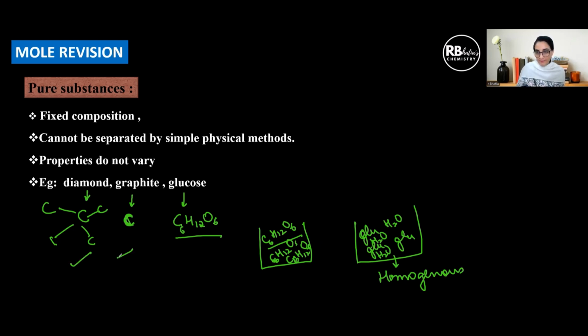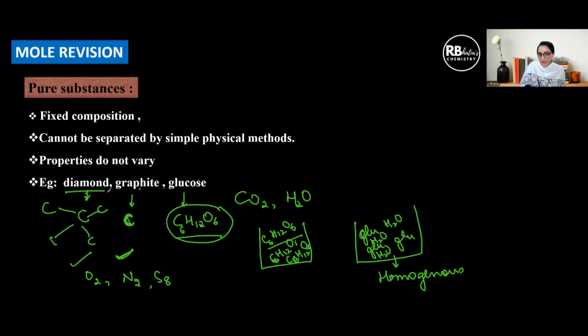These are elementary forms of pure substances: diamond, graphite, oxygen, nitrogen, sulfur. All these are elements. Glucose, carbon dioxide, water, all these are compounds. But elements and compounds both are considered pure substances. Why? Because if you take any small piece of diamond or a small piece of graphite, they would be composed of the same kind of atoms or molecules throughout.